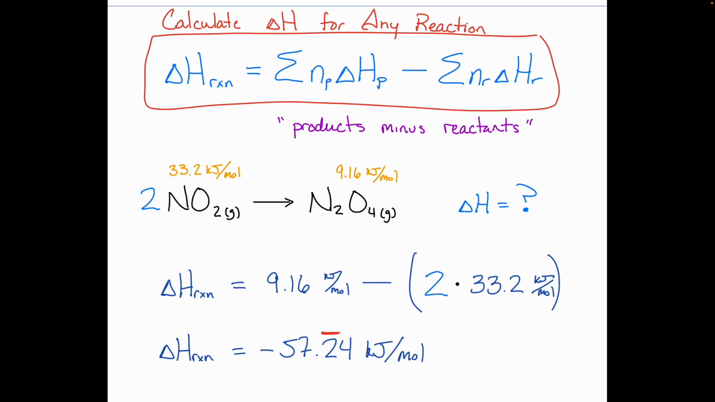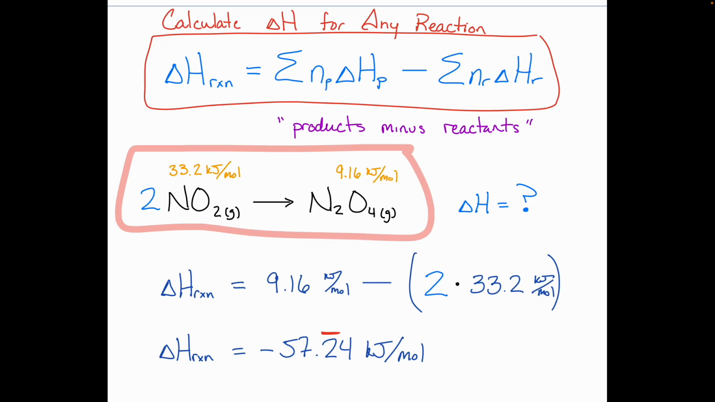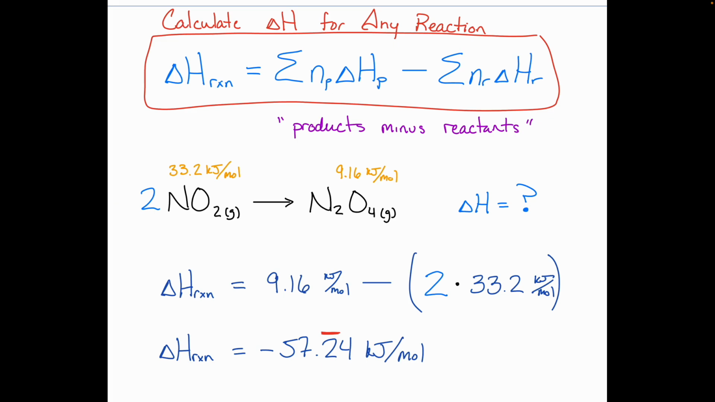All right, so my delta H of my reaction here is negative 57.24 kilojoules per mole. Per mole what? Per mole reaction, and per mole reaction as written according to my balanced chemical equation, right? So according to my balanced chemical equation, 1 mole of reaction consumes 2 moles of my NO2 and produces 1 of that N2O4. Okay? All right, so we're going to do one more.